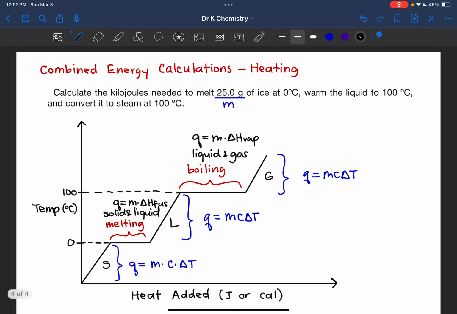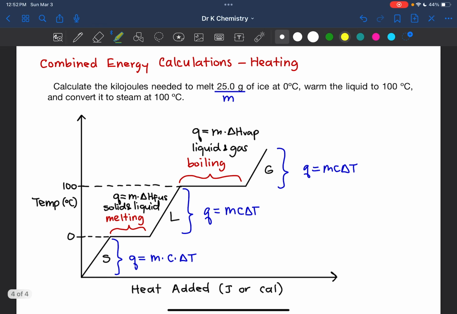And the next thing it tells us is we need to warm the liquid to 100. But in order to do that, if we are right here, so we have ice in a solid state, at 0 degrees Celsius, this is the point where we currently are. If we're going to get all the way up to 100, the first thing we have to do is to melt that ice. So that has to turn into water in order to get that water to 100. So the first thing we're doing is melting.